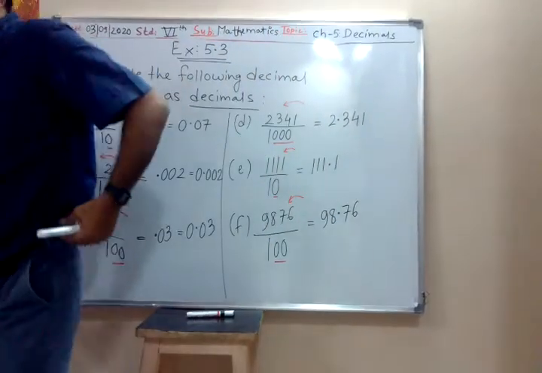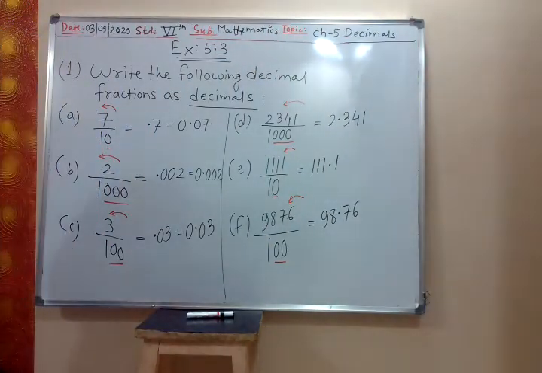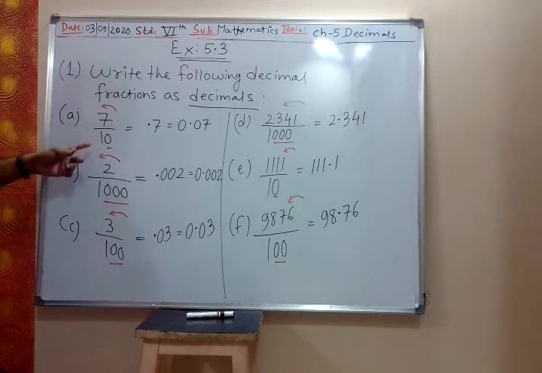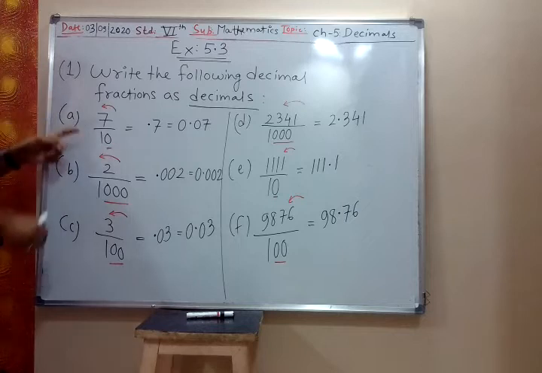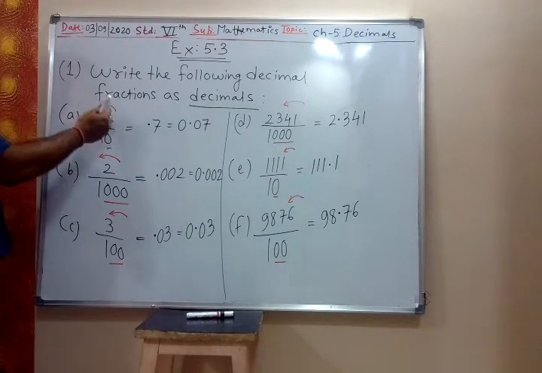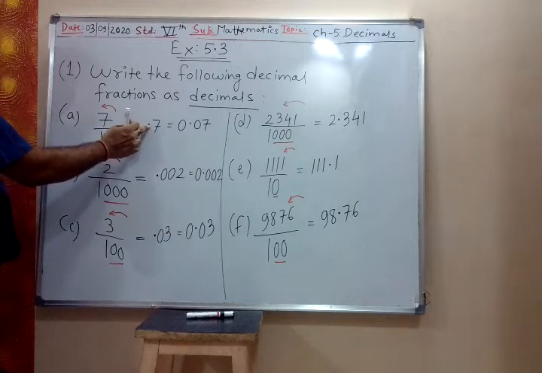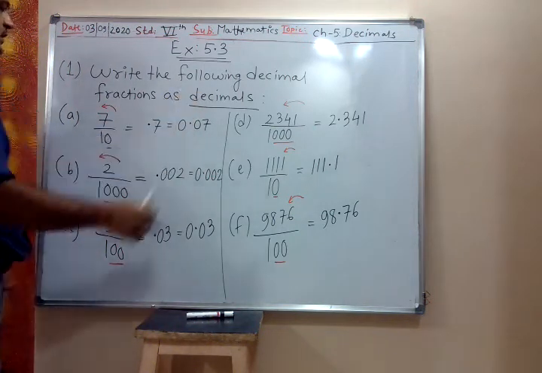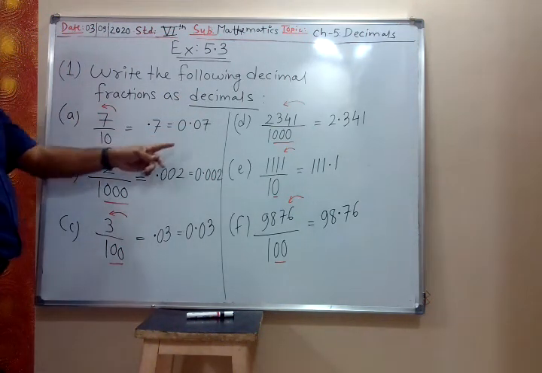So to convert the given fractions into decimals, we count how many zeros are there in the denominator. There is 1 zero in the denominator. So now I will move from the right and put the point after 1 digit. So 7, then put the point, that is 0.7. If before the point there is no digit, we take it 0. So 0.07. 0.7 is same as 0.07.